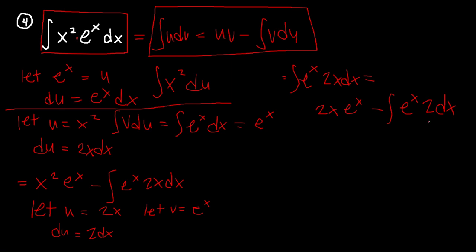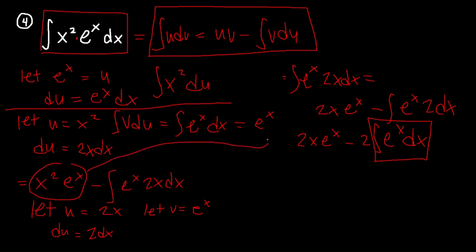So since 2 is a constant, we can just put it aside on the left side. So that is going to be 2x e^x minus 2 integral of e^x dx. So here we have now simplified it into this. Now we should also attach this into here, because minus this is the same as this. So I'm going to write the full equation: x squared e^x minus 2x e^x minus 2 integral of e^x dx.